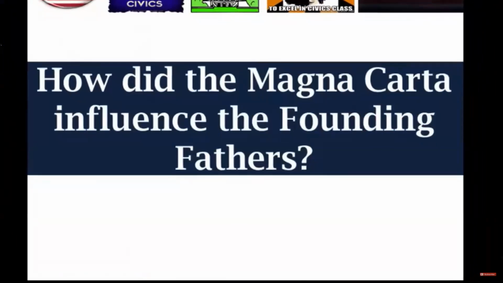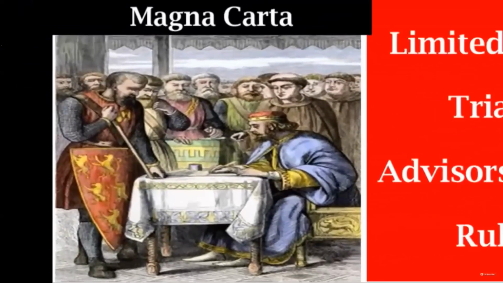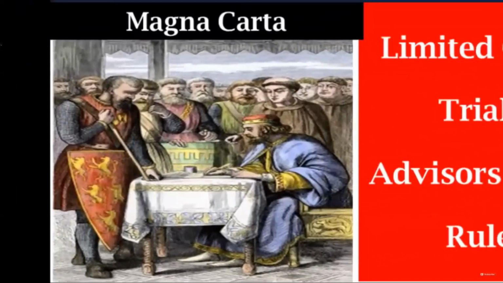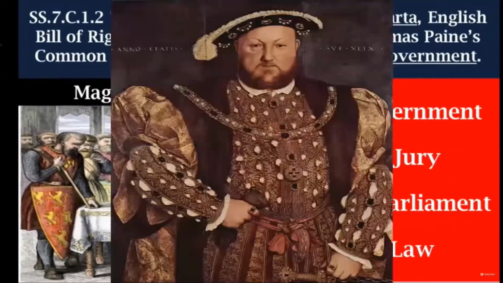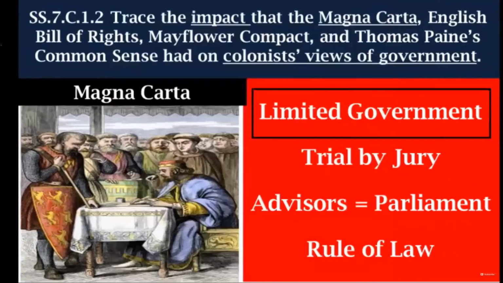Next up, what do you need to know about the Magna Carta? Remember, this is a document that the British noblemen forced the King of England to sign in the year 1215. At the time, monarchs or kings had absolute power. So this was the first time that power was limited. Remember, limited power is one of our principles of the Constitution. So if you see the Magna Carta, that might be your answer.